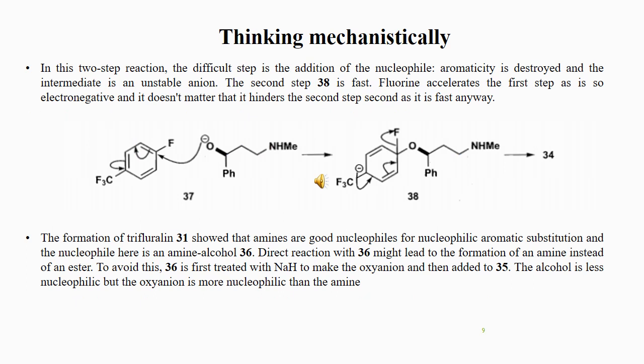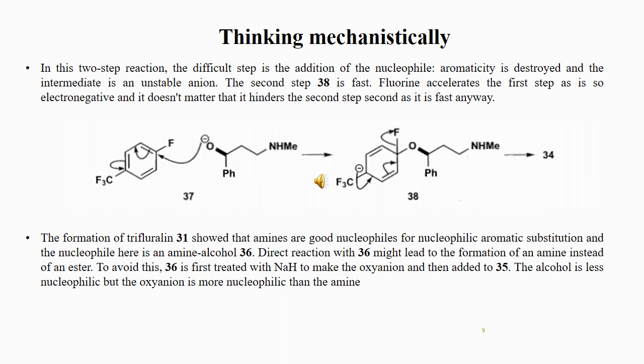This is a 2-step reaction. The difficult step in this case is the addition of the nucleophile. Aromaticity is destroyed in that case, and the intermediate is an unstable anion. So the second step, 38, is fast. The fluorine accelerates the first step as it is so electronegative, and it stabilizes the anion.